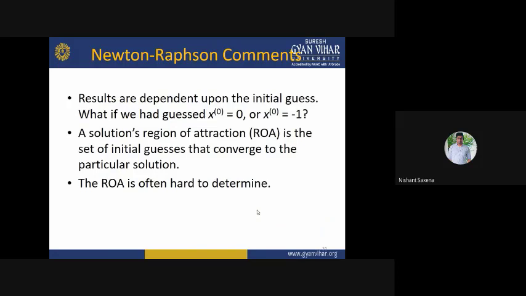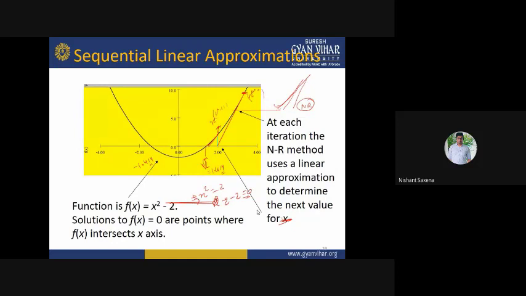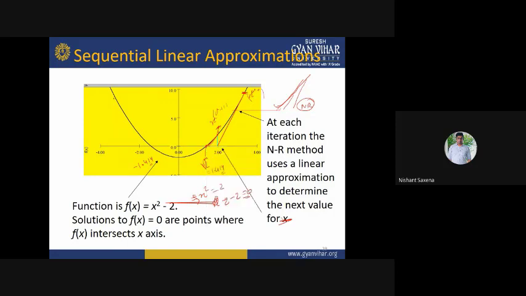So in this, what are the comments? The results are dependent upon what? It is depending on the initial guess. What is the initial guess? What if we have guessed x of 0 is equal to 0 or x of 0 is equal to minus 1? Look at this graph again. For an example, we are taking this as the initial guess, or we are taking minus 1. For an example, f of x is equal to minus 1 over here. So for an example, this is your minus 1. Then what will be the value?